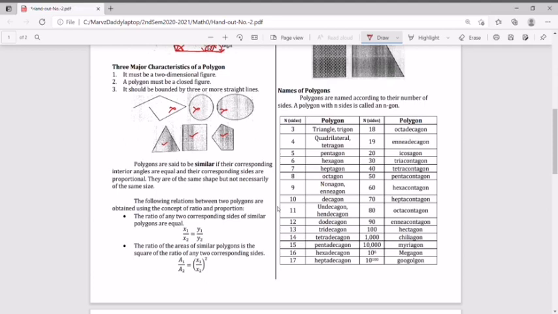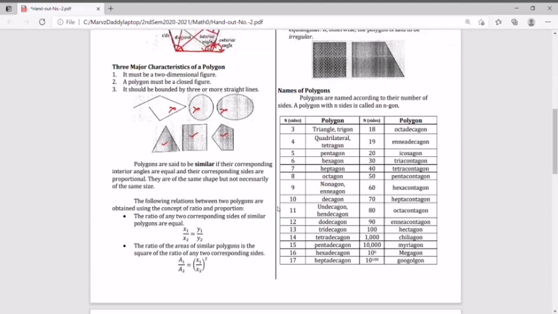Polygons are said to be similar if their corresponding interior angles are equal and their corresponding sides are proportional. So, we will now have the similar polygons. They are of the same shape but not necessarily of the same size. So, for example, let us have similar polygons, rectangles only.